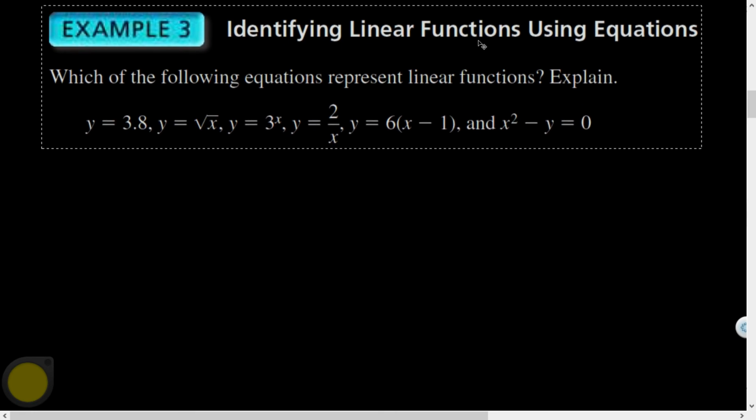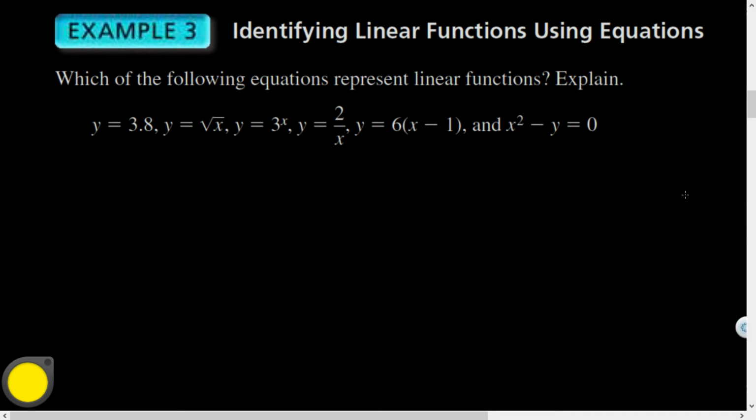All right, last problem for today. Don't pack up, Devin, or you'll stay late. It says, which of the following equations represents linear functions? Now we said they could be written in the form y equals mx plus b. Y equals 3.8, I could write as y equals 0x plus 3.8.